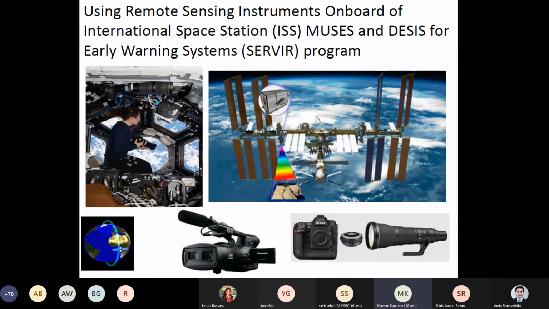And also use the remote sensing instruments on board the ISS, like hyperspectral images, for early warning system, and also the SERVIR program.